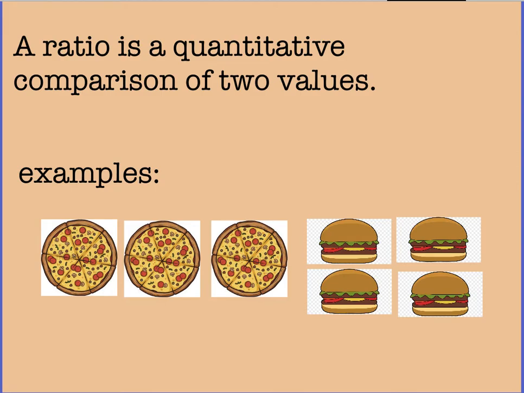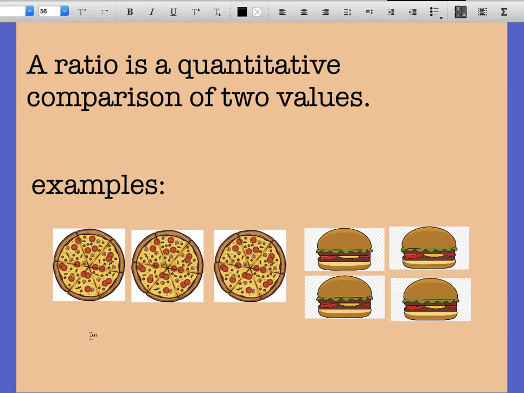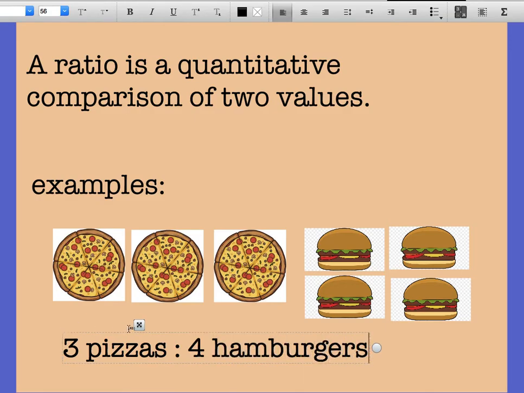First of all, a ratio is a quantitative comparison of two values. Here's an example. I have 3 pizzas and I have 4 hamburgers. So if I wanted a ratio of the amount of pizzas to hamburgers, I would write 3 pizzas to 4 hamburgers. Notice that the labels are very important here.